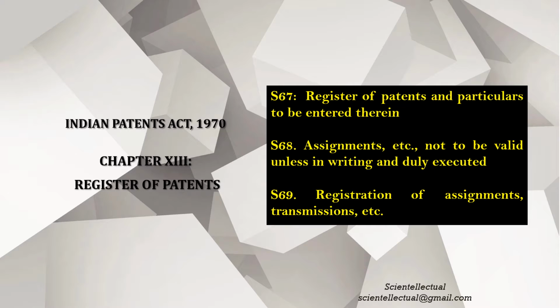In the current video, we are discussing three sections under Chapter 13, Register of Patents under the Indian Patents Act 1970. The sections are Section 67, 68 and 69. We will be discussing the relevant rules and forms as well.